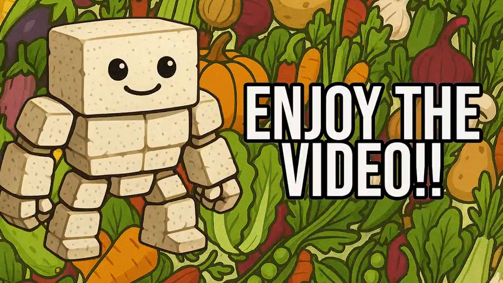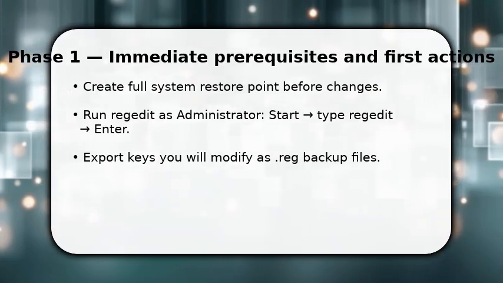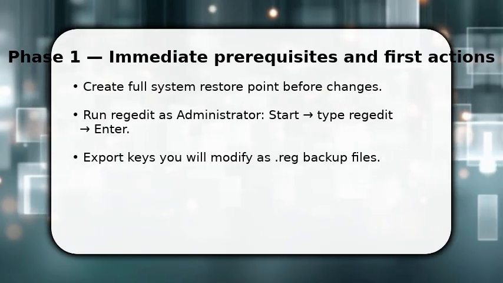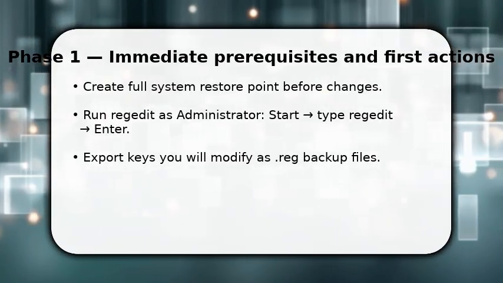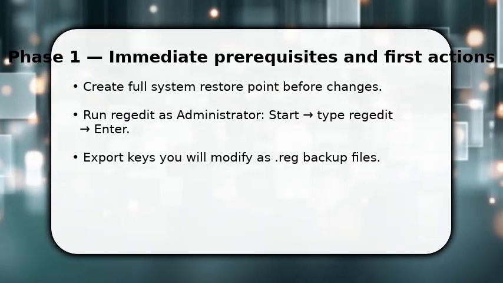Please enjoy the video. You start by creating a restore point and running Registry Editor as administrator. That gives you undo options if anything breaks. Once done, navigate to the software key path, HKEY_LOCAL_MACHINE\Software, and HKEY_CURRENT_USER\Software.